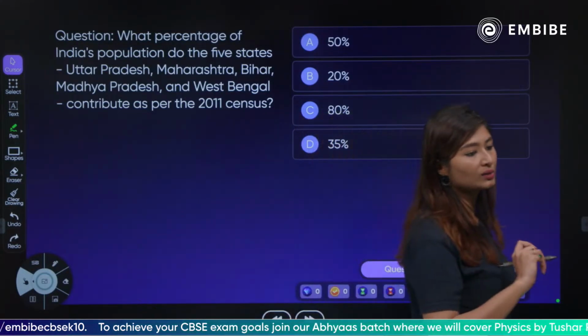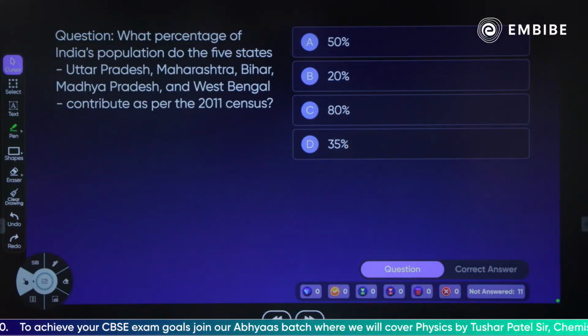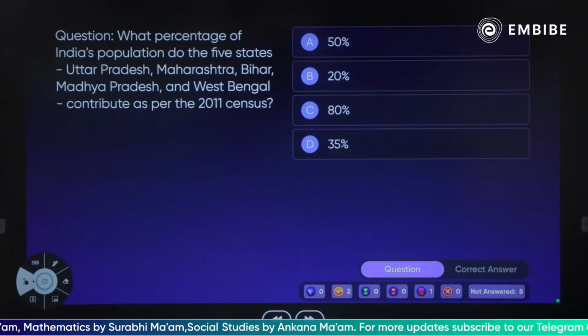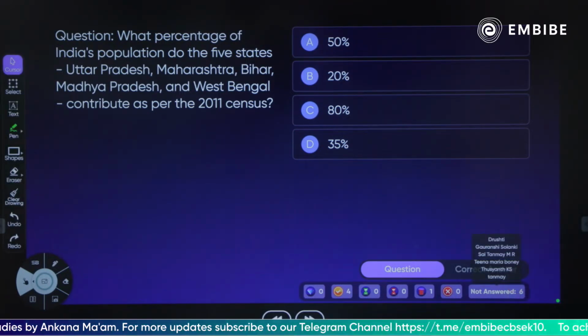right? So let's quickly do another quiz question. What percentage of India's population do the 5 states UP, Maharashtra, Bihar, Madhya Pradesh and West Bengal contribute to as per the 2011 census? 50%, 20%, 80% or 35%? इंडिया के जो ये 5 प्रदेश हैं, वो टोटल कितना पॉपुलेशन होल्ड करते हैं? They are home to what percentage of India's population, almost, as per 2011 census. 50%, 20%, 80% or 35%?